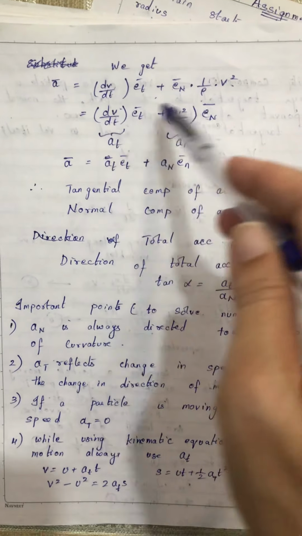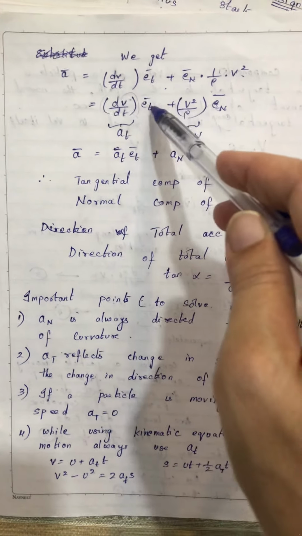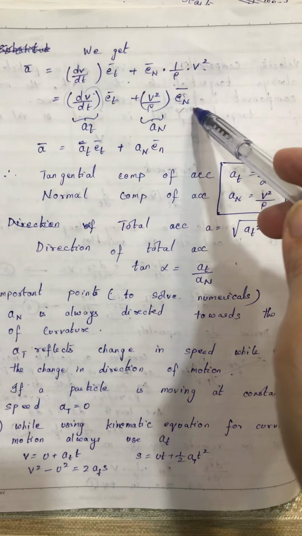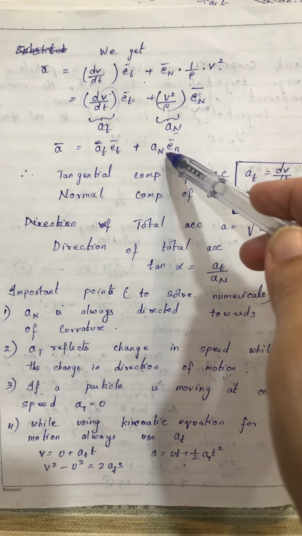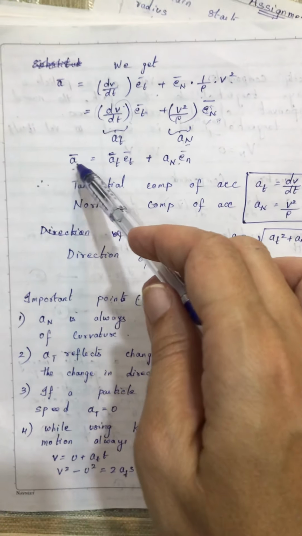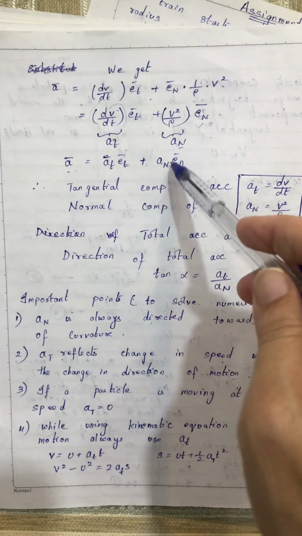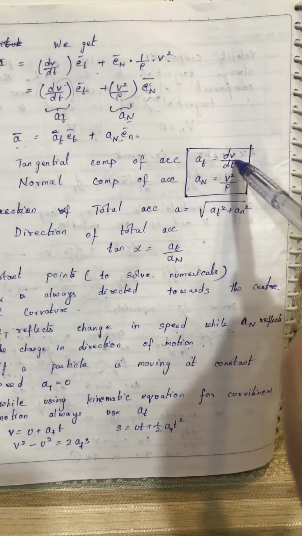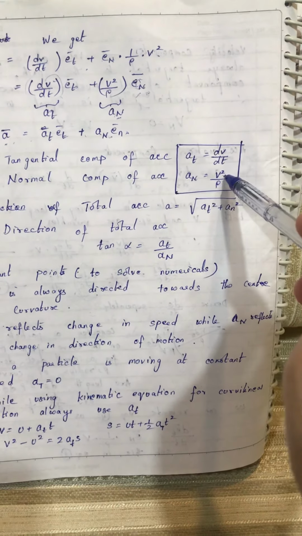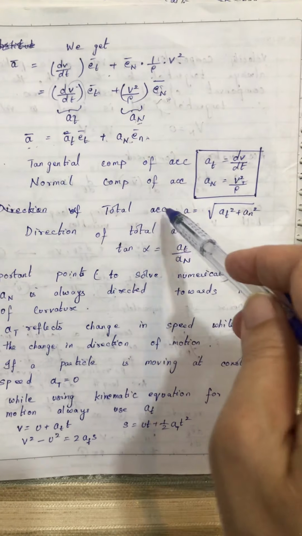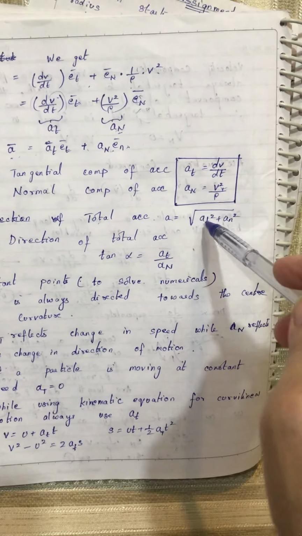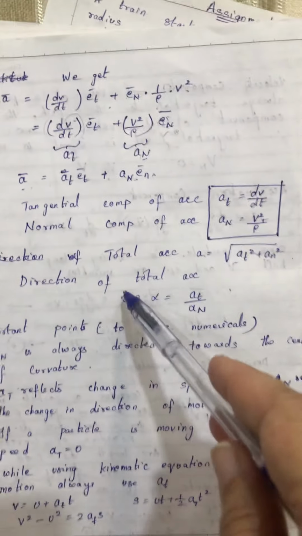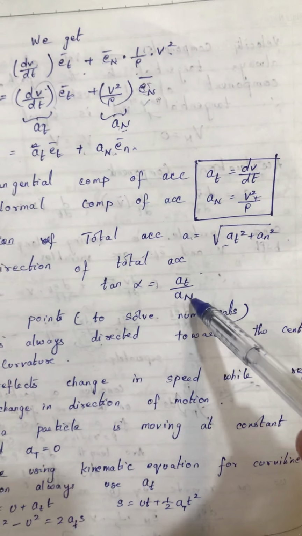We can rewrite this in this form. So the coefficient of et is nothing but acceleration in the tangential direction. Coefficient of en is nothing but acceleration in the normal direction. So the total acceleration vector is at et plus an en. So at is nothing but dv by dt. an is nothing but v square by rho. So the total acceleration a is given by under root of at square plus an square, and the direction of the total acceleration is at by an.